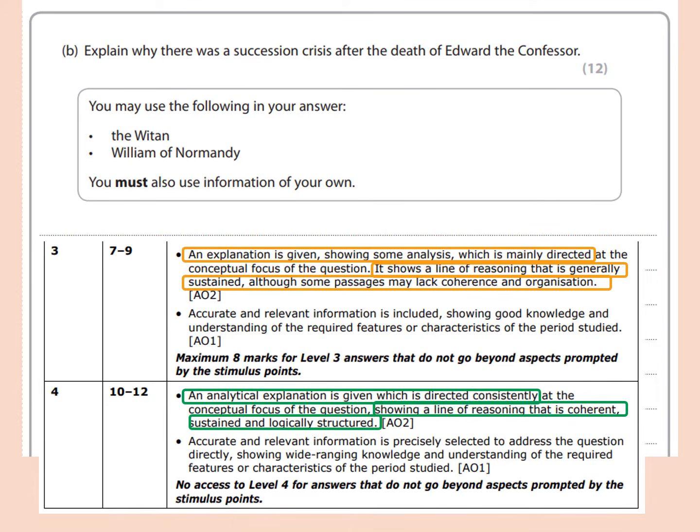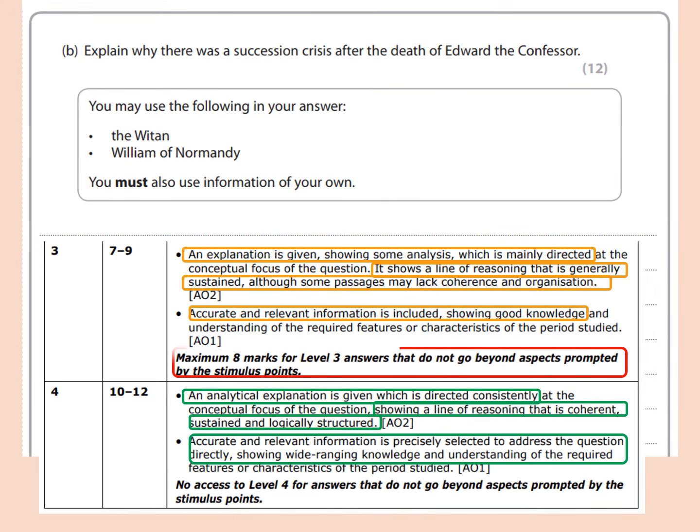But what about AO1, the knowledge? Level 3 refers to accurate and relevant information, showing good knowledge. So basically you won't make many mistakes in terms of your accurate knowledge. Whereas level 4 looks at relevant information being precisely selected. In other words, you're choosing the very best examples for supporting your answer, and also showing a wide-ranging knowledge, not just a good knowledge, but a really, really good knowledge, wide-ranging.